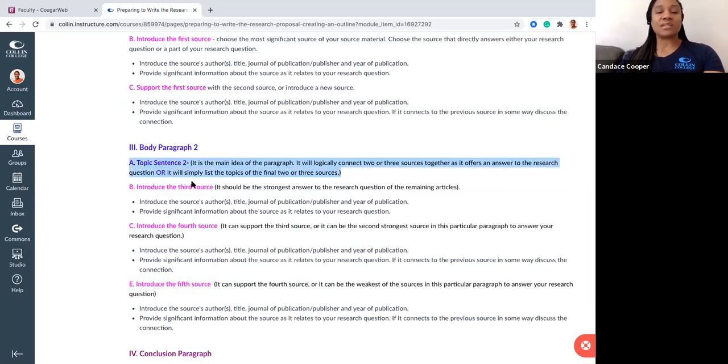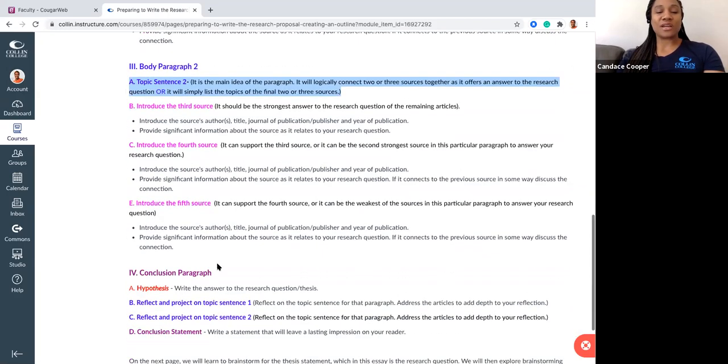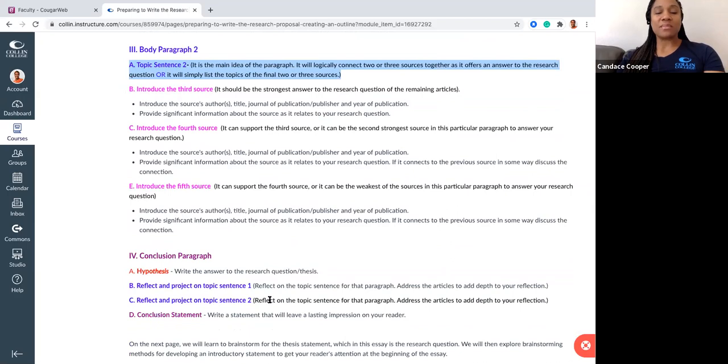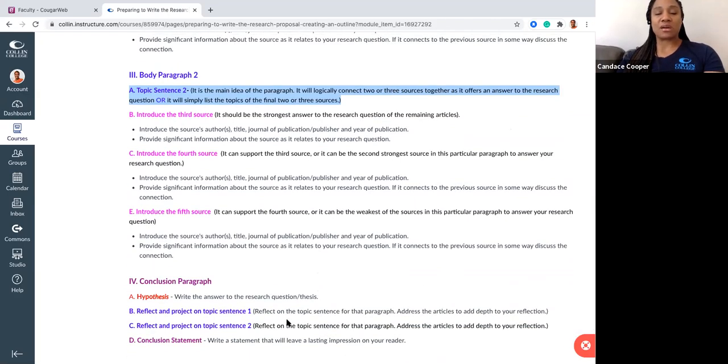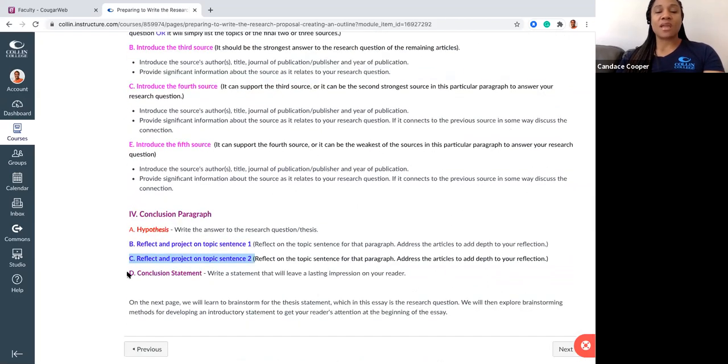Now, if you do this listing pattern, you may have to go into a little bit more detail with your project part, mainly because there will be three different ideas that will need projection, right? So you may have to go into a bit more detail when you do the reflect and project for the second topic sentence, all right? And the final thing you'll add in the conclusion paragraph is going to be a conclusion statement.